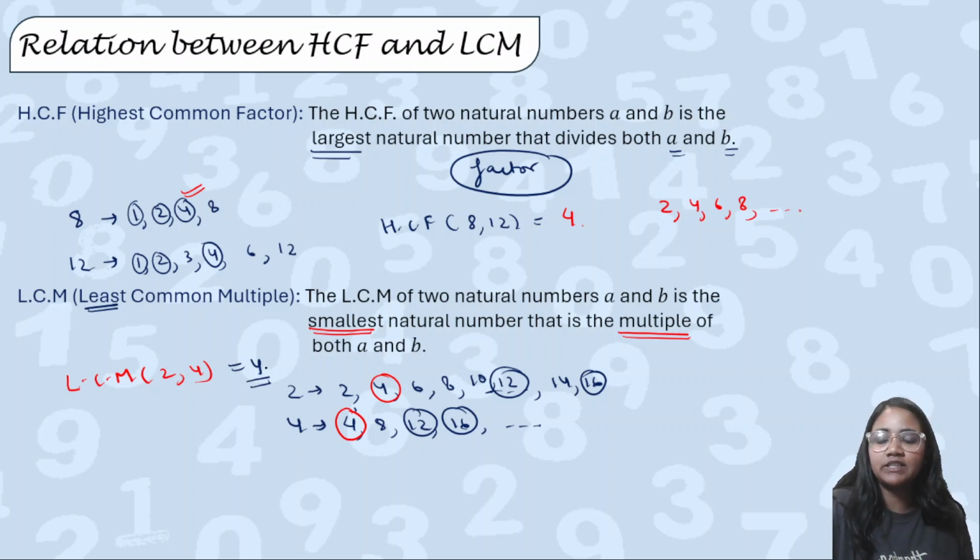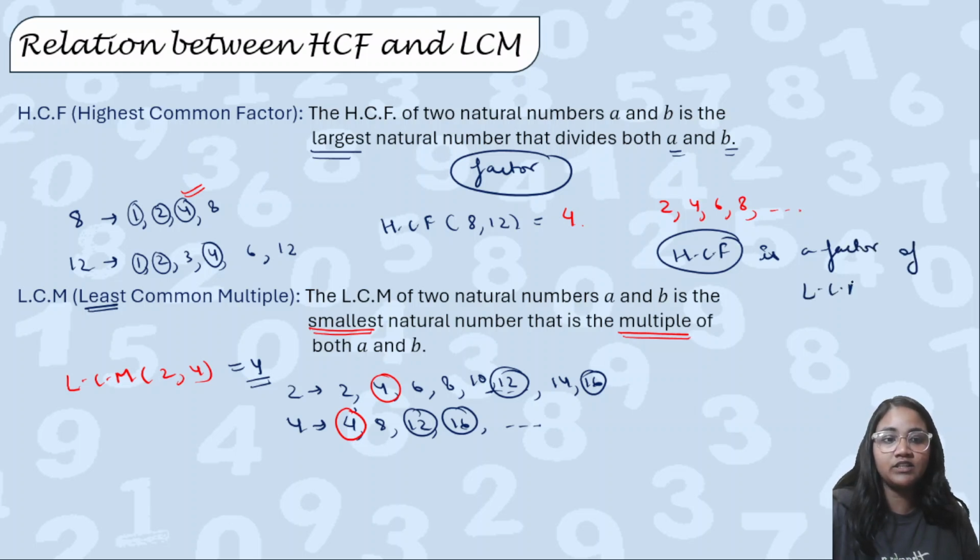And further we need to see that the HCF, the highest common factor, is a factor of the LCM, the least common multiple. Okay, so what does this mean? Let's take an example and see. Like here, you can see the LCM of 2 and 4 is 4. Then what will be the HCF? Let's take the factors: 1, 2 are the factors of 2, and 1, 2, 4 are the factors of 4. The highest common factor here is 2. So you can say that the HCF of 2 and 4 is 2.